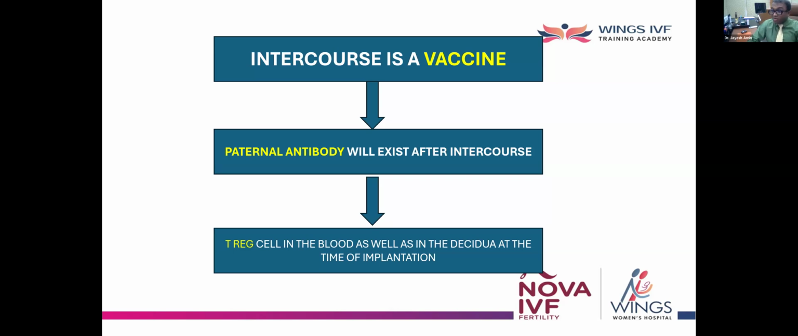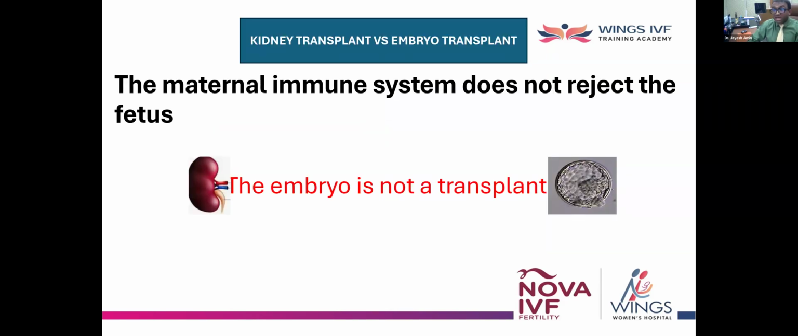If there is no paternal antibody, there is no protection. And if there are no Treg cells or low Treg cells, there is less protection, and it will kill your embryo. So certainly paternal antibody and Treg cell measurement is so important when we talk about rejection of the embryo, recurrent pregnancy loss, or repeated implantation failure.